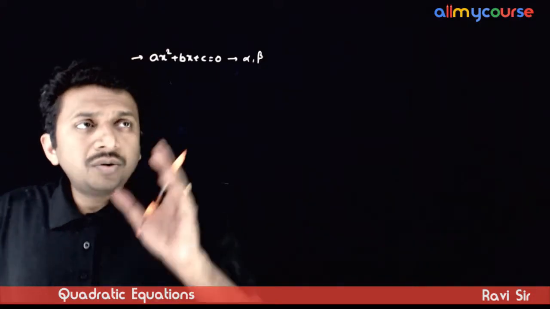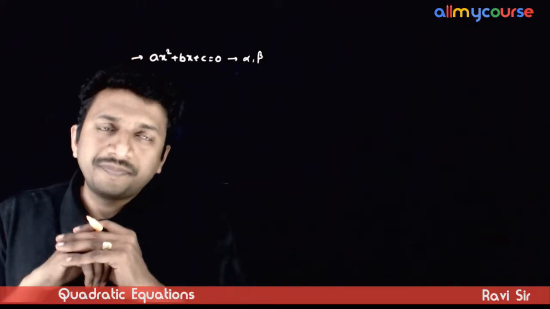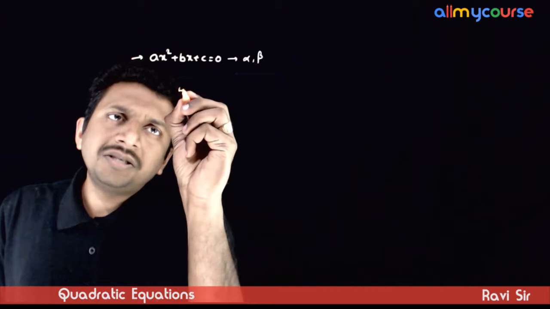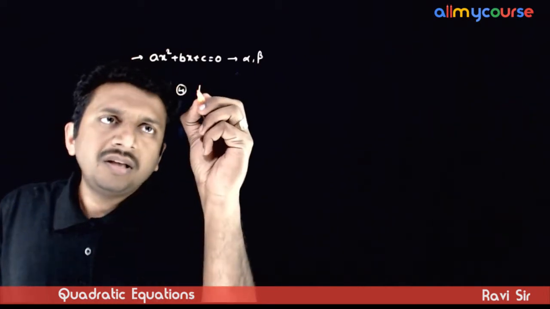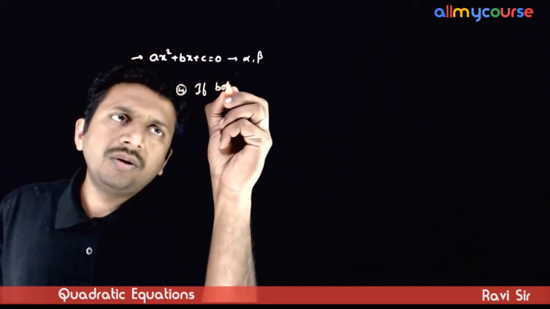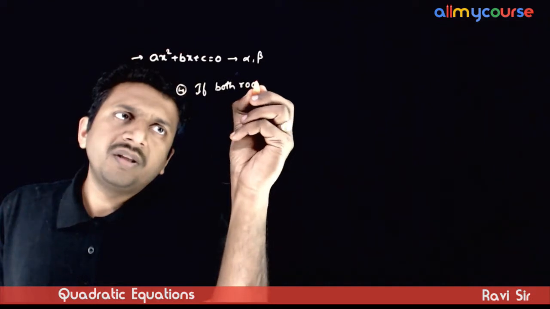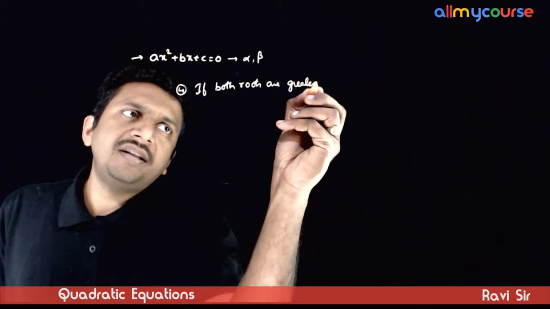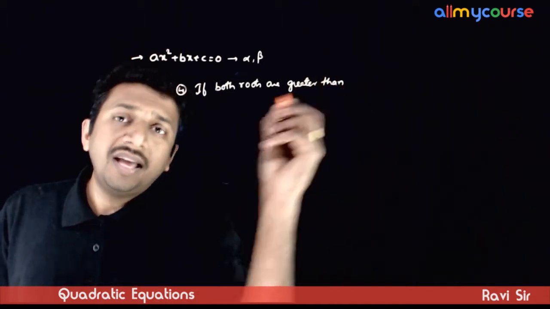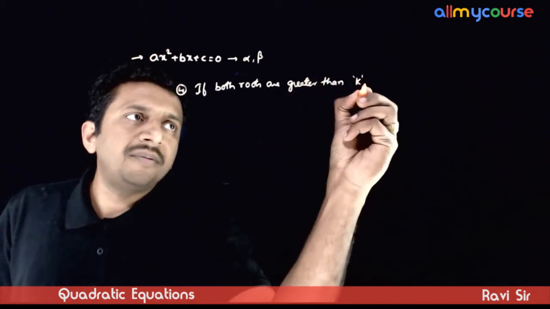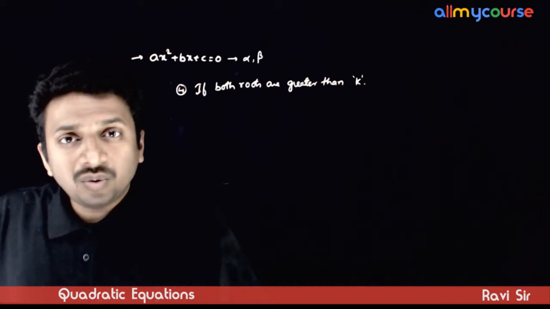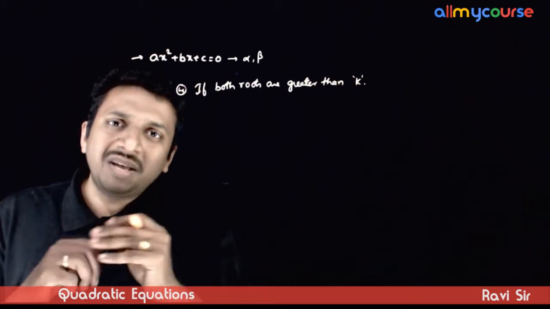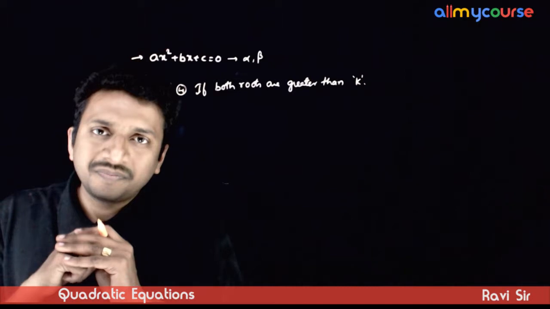So now let us go to the next set of conditions. So the fourth condition is if both roots are greater than a given number k. If both roots are greater than a given number k, then what is the condition?